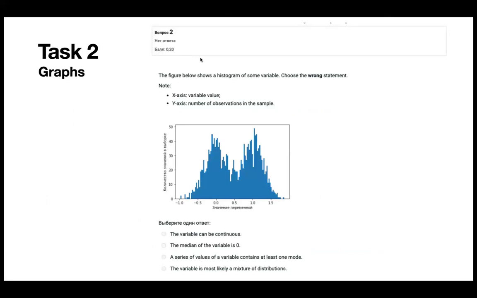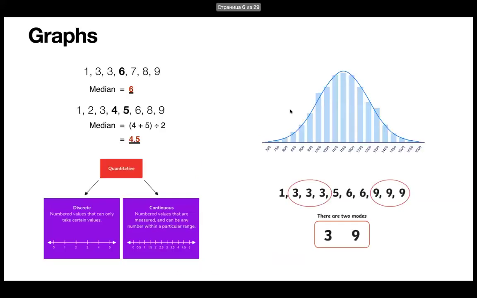Well, let's take a look now at task 2. You should choose here the wrong statement. Okay, Arina, I see it. Yes, so you should choose here the wrong statement. Let's take a look at the theoretical information you need to solve the task. So you should know what the median is. I guess you all know that. Yeah, so that's basically the middle value.